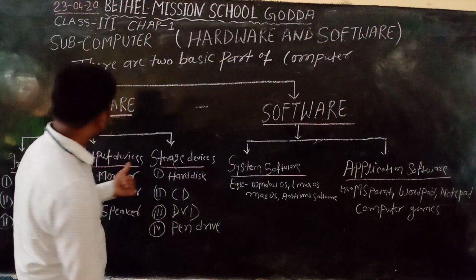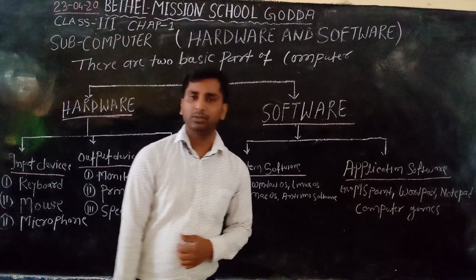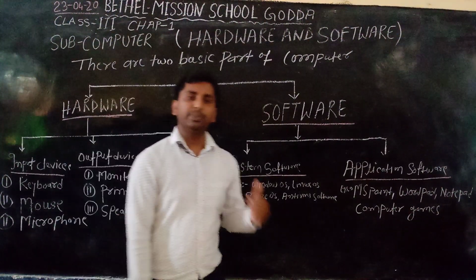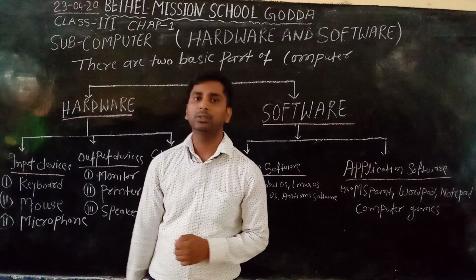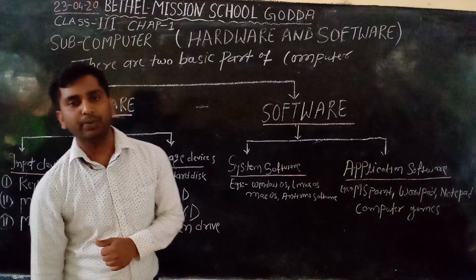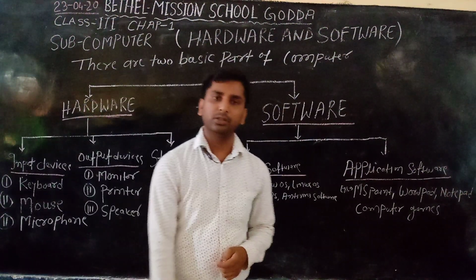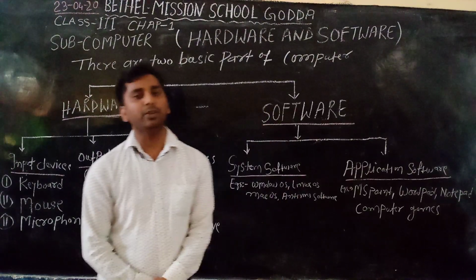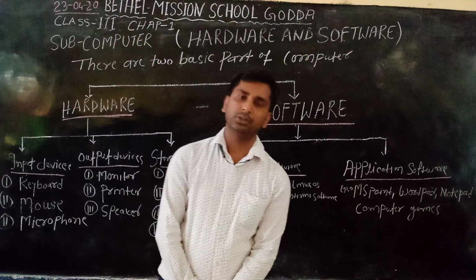Now, second is output device. Those devices that display the result after processing by the CPU are called output devices. Storage device. Storage devices are used to store data in a computer.